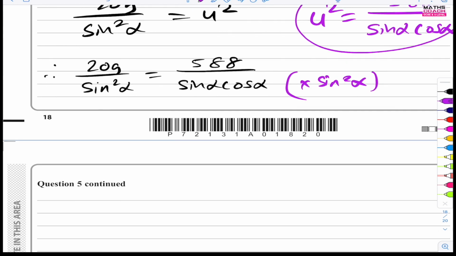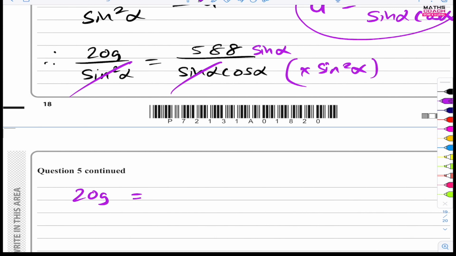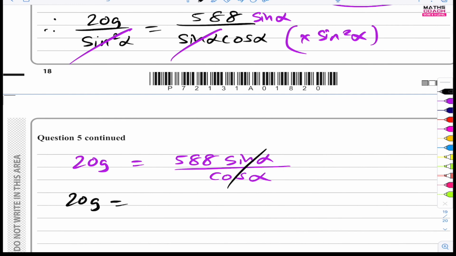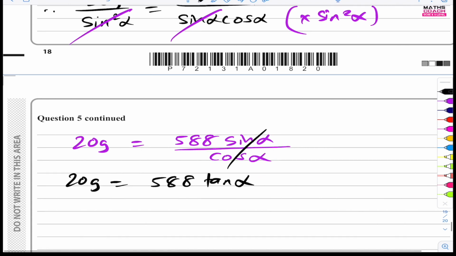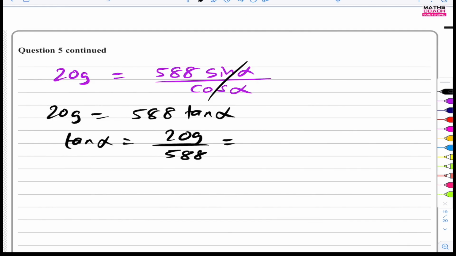Okay, so let's now multiply this by sine squared alpha, top and the bottom. So from there, it will disappear. Here, 1 will disappear and this will gain it. So you end up with 20g is equal to 588 sine alpha over cos alpha, which we know is tan. So therefore 20g is equal to 588 tan alpha. So alpha can be found by doing tan alpha is equal to 20g over 588. Now this gives us 1/3. So tan alpha is equal to 1/3.